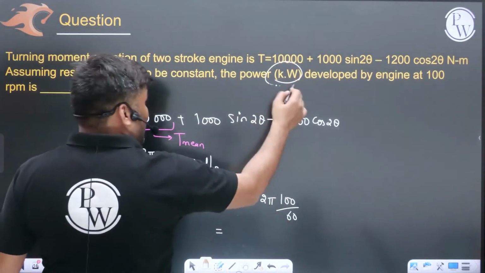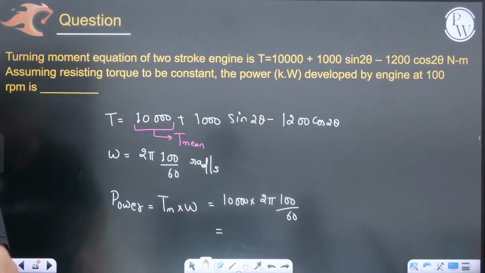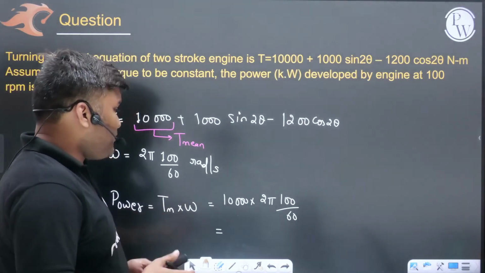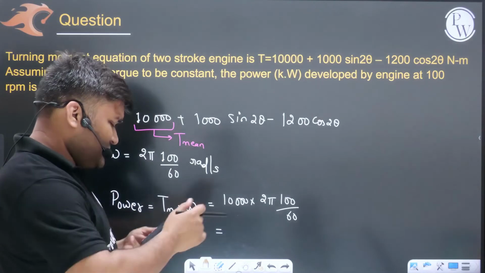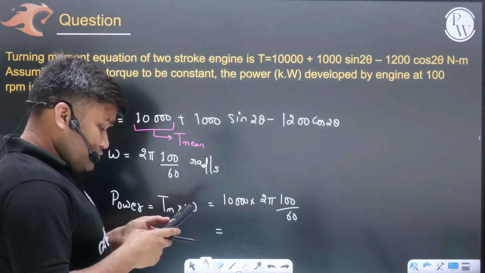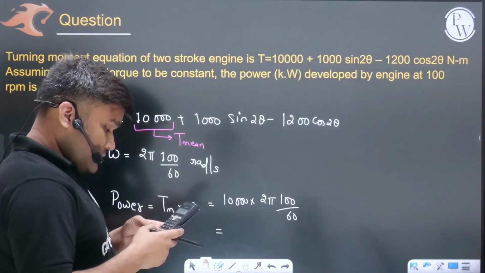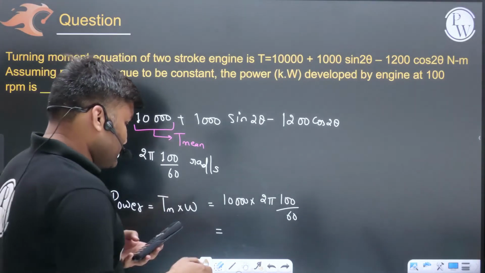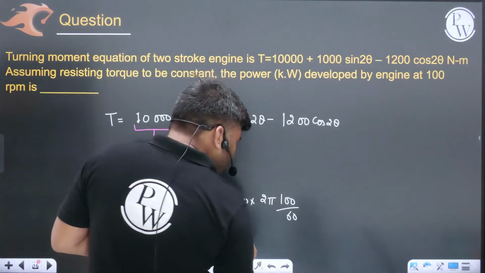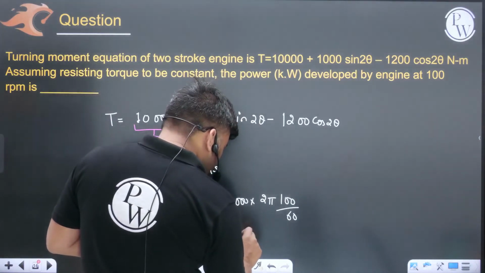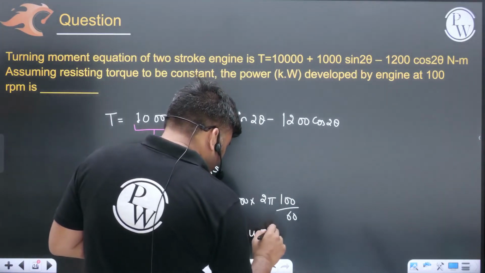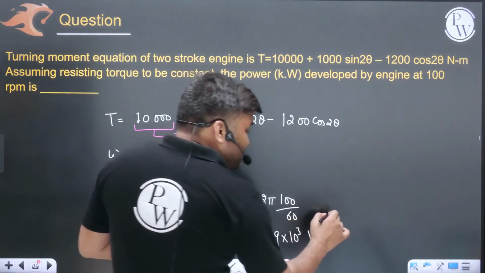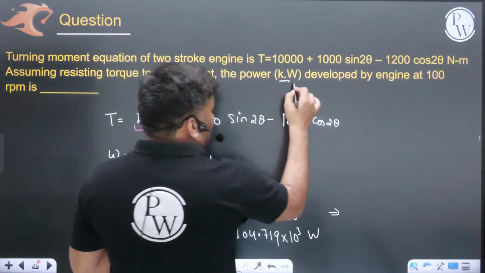Answer पूछा है किलोवाट में, है ना? Don't do these kind of mistakes बेटे. Let me solve this question. 10 किलोवाट में पूछा है ना, डिवाइड बाई 1000 कर दो. 10 into 2 pi into 100 by 60. Value is coming out to be 104 point something. This is coming out to be 104.719 into 10 raised to power 3 watt. Answers किसमें चाहिए? किलोवाट में. तो क्या लिख सकते हैं?